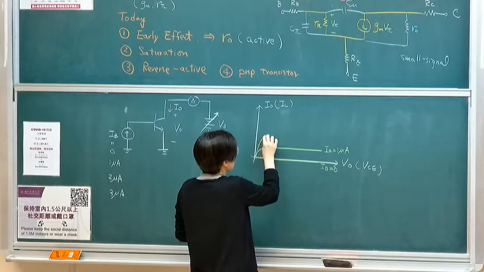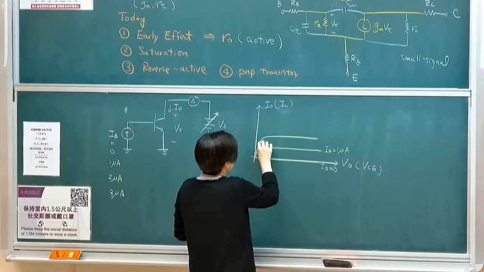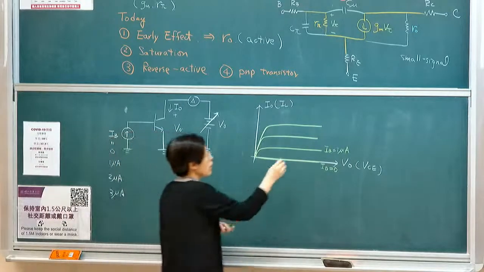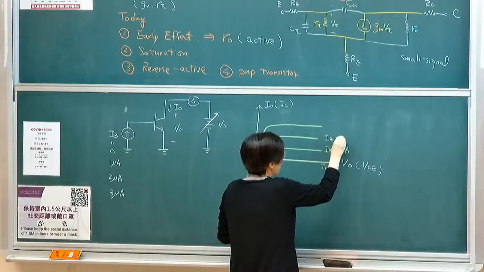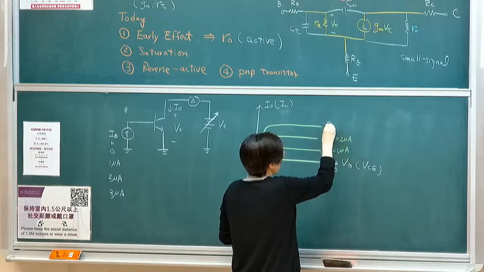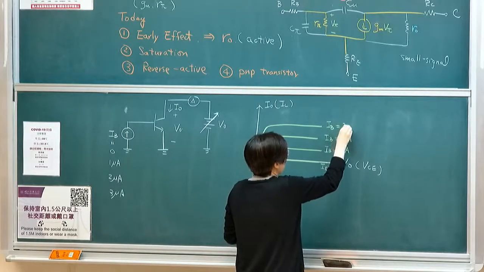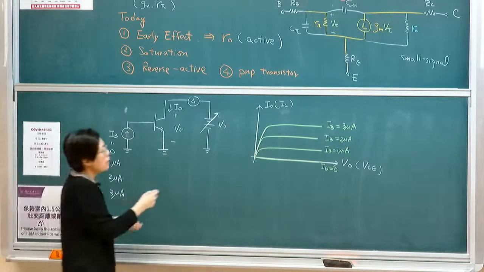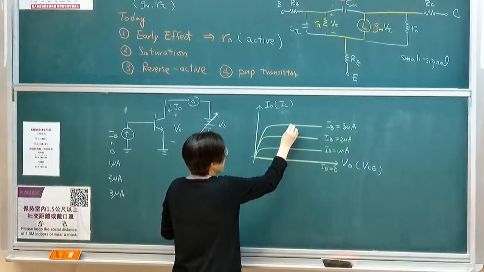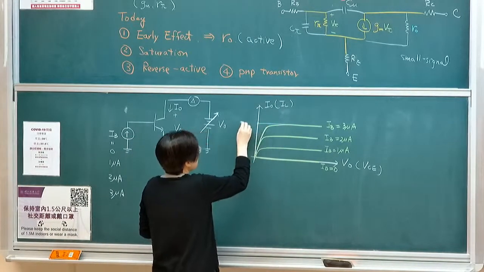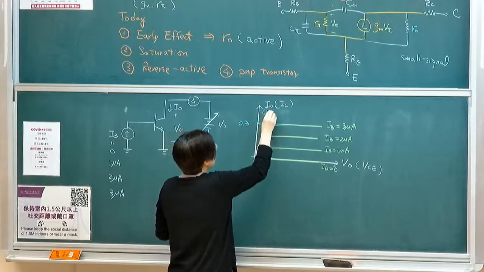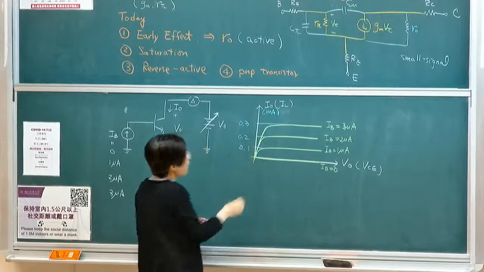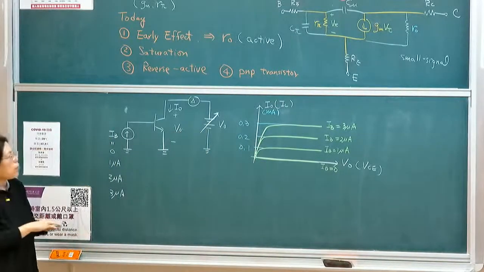So I should be able to get something more like equal steps, because I'm injecting the same step in the increment of base current. I'm stepping the base current. Okay? So if I'm doing this type of test, I could reflect this. This gives me 0.3 milliamp, 0.2, 0.1. If I give you this plot, you should be able to tell me what is beta.